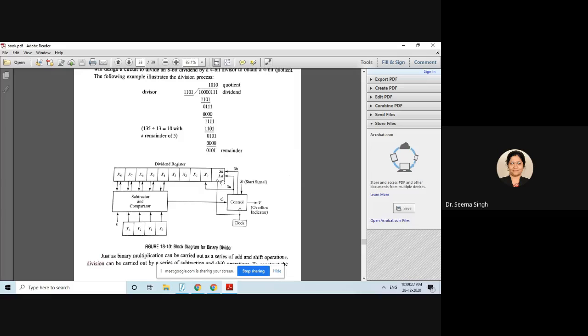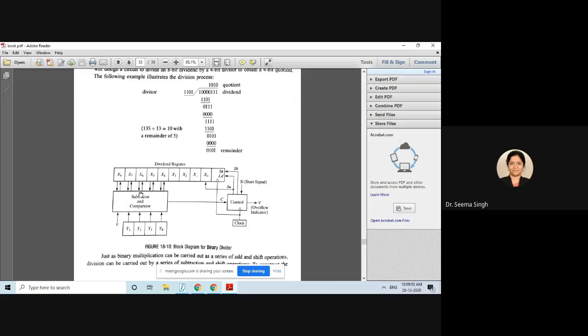So what happens? I'm starting from the beginning. When the control unit starts, the start signal will become high, ST will become high, and after that, the LD, the load, will load the dividend and divisor, and then it will start the operation.